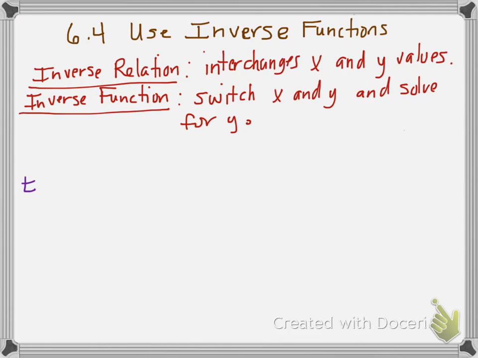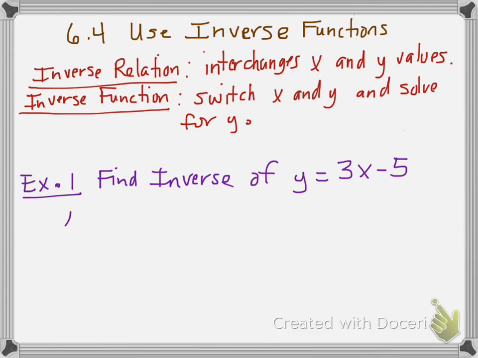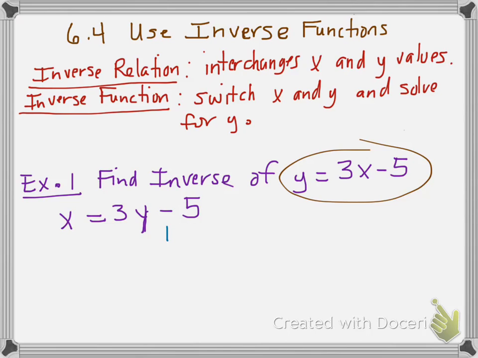So, inverse functions are what we're going to be doing more in this lesson. The first example is already on your paper. We're going to have to find the inverse of 3x minus 5. In order to do that, remember, the first thing you do is switch your x and y values. So what does that mean? That equation becomes x equals 3y minus 5. Now, we have to solve for y.